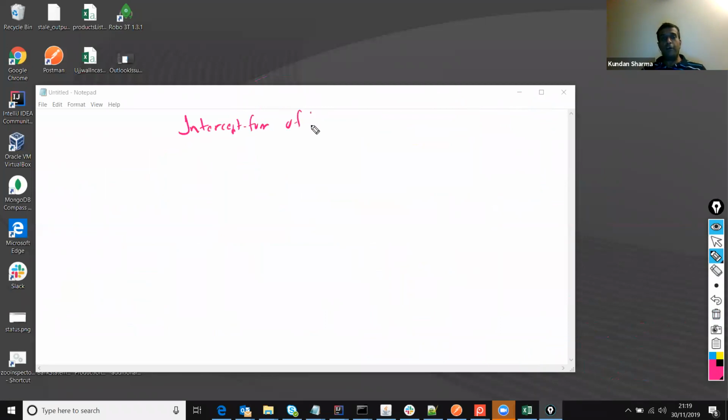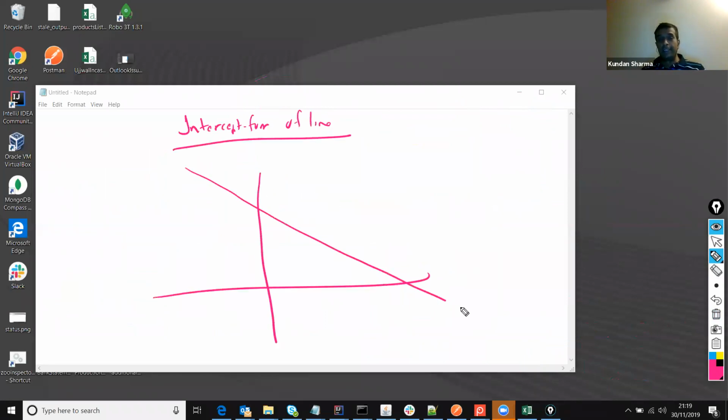Intercept form of line. So what is this intercept form of line? If I have a straight line like this, let's say this distance is called a. That means the intercept made by the line on x-axis is a and the intercept made by the line on y-axis is b. So if this distance is a, what is the coordinate of this point, Agrima? Can you tell me what's the x coordinate and y coordinate?